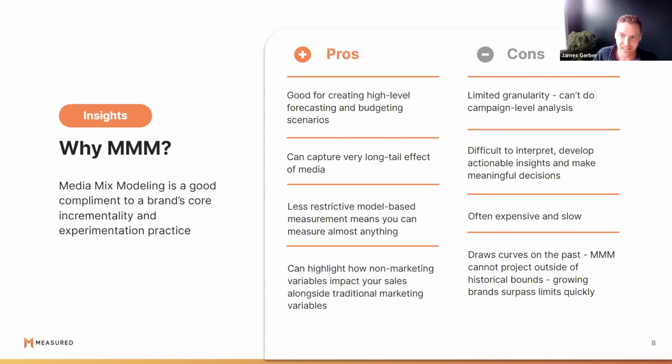But if that data is stable, you can make some pretty accurate predictions on the near-term future, absent world-changing events like COVID-19 and things like that, right? So it does also capture the long-tail effect of media. And so channels that historically are really hard to track impressions at the user level, linear TV, OTT, right?